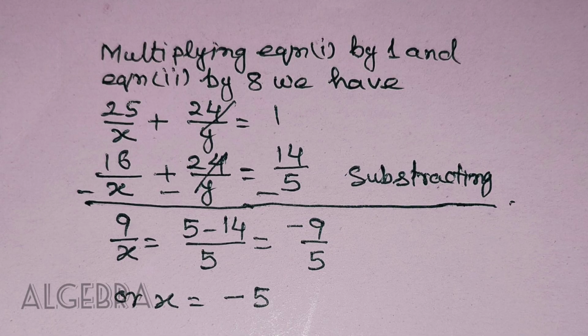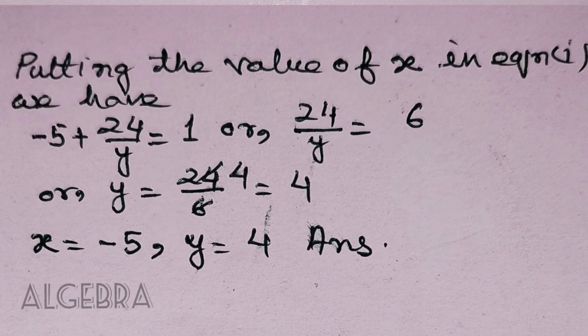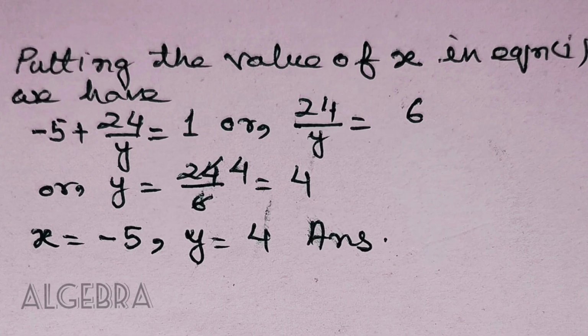Subtracting, 9 by x is equal to 1 minus 14 by 5 is equal to minus 9 by 5, or x is equal to 9 into 5 by minus 9 is equal to minus 5. Putting the value of x in equation 1, we have minus 5 plus 24 by y is equal to 1, or 24 by y is equal to 6, or y is equal to 24 by 6 is equal to 4. So x is equal to minus 5 and y is equal to 4.